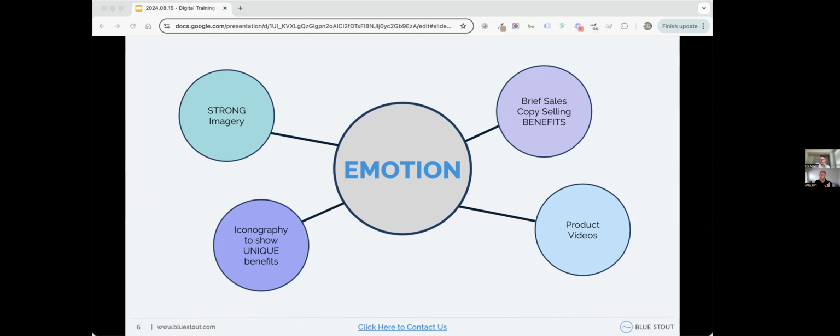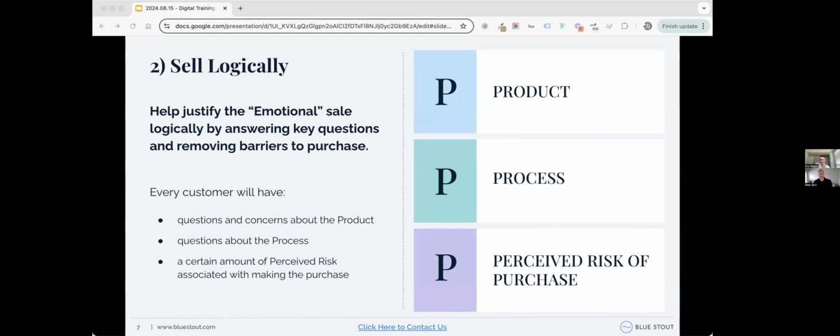So this kind of gives you an idea of how we think about the framework when we're launching product pages. We want to utilize as many of these components, and these are just a couple examples, to heighten the emotional state. So let's talk about the second stage of the purchase decision process, and this is logical.